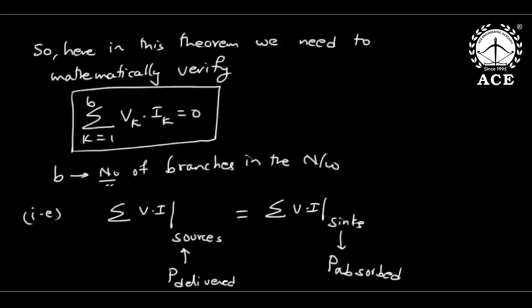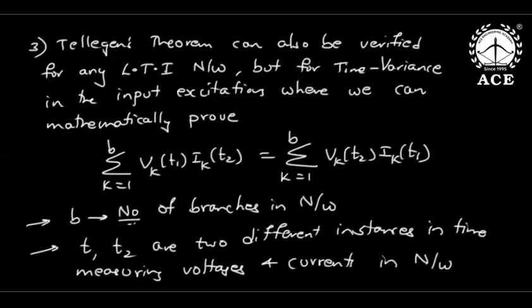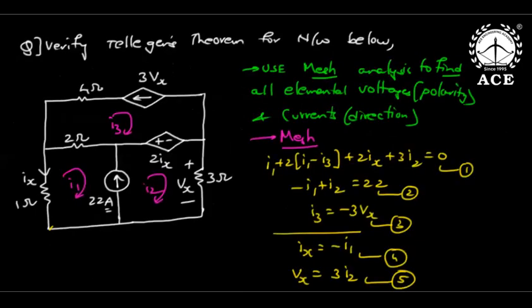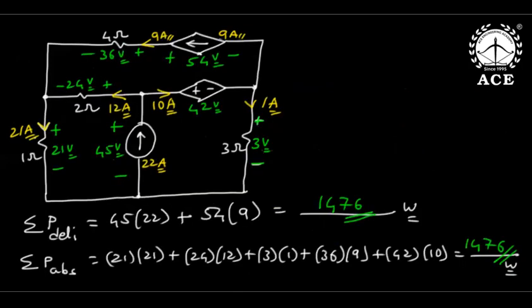Yes, but we are measuring instantaneous power. This theorem is the only theorem which is acceptable for any network, including nonlinear elements or networks. While applying this theorem, the topological arrangement cannot be altered. And while proving Tellegen's, we can also prove it for time variance in the excitation. Then I proved it in a very big problem in IES conventional. The total power delivered is the total power absorbed.